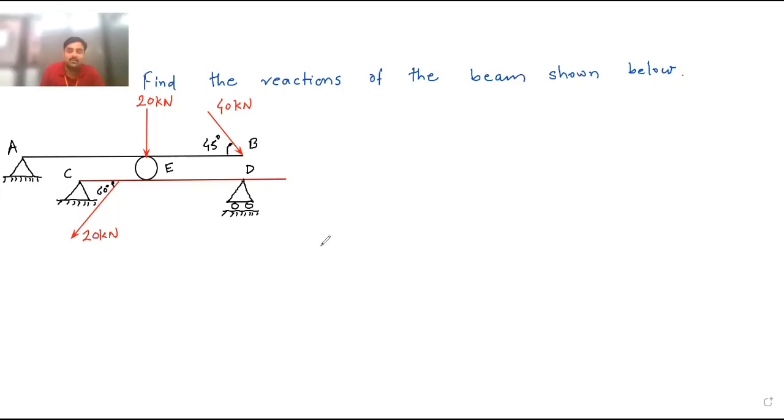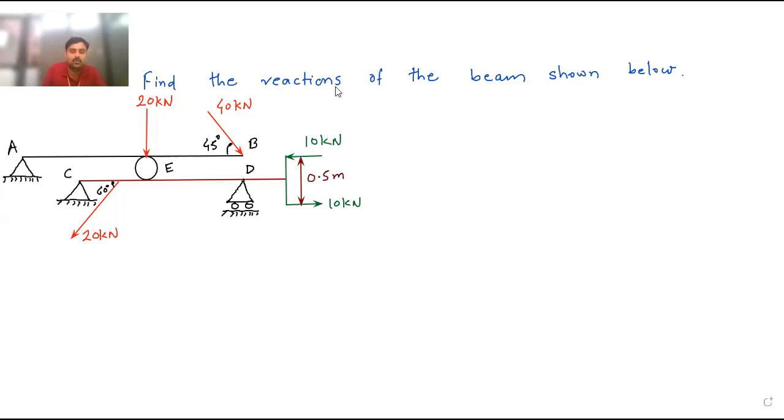At the last point here, there is a couple. The load is given like this. This type of loading is given. This is 10 kilonewton. This is also 10 kilonewton. And the distance between them is 0.5 meter.